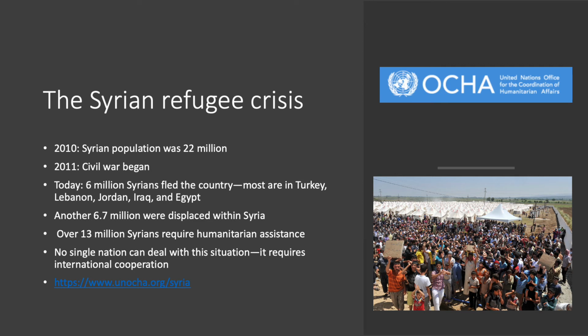An example, the Syrian refugee crisis. In the year 2010, there were 22 million people living in Syria. In 2011, a civil war began in Syria. And I think it's important to understand why that civil war began.